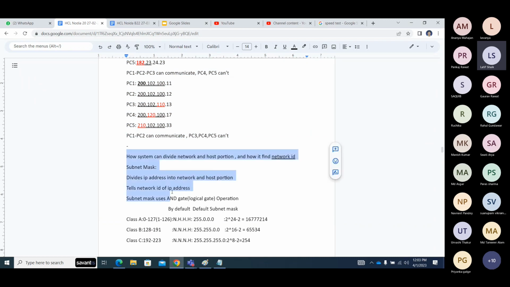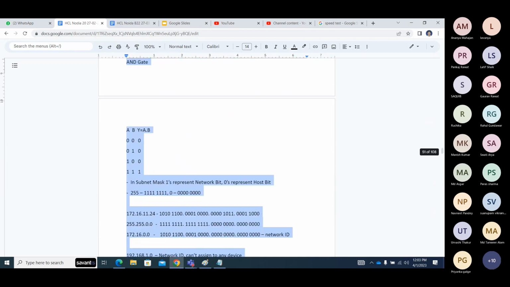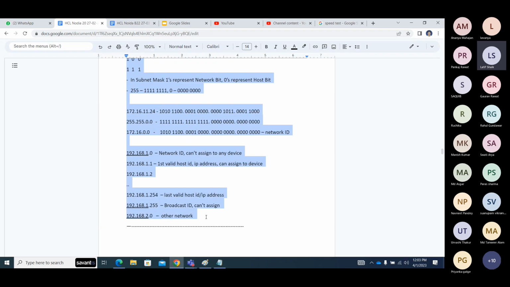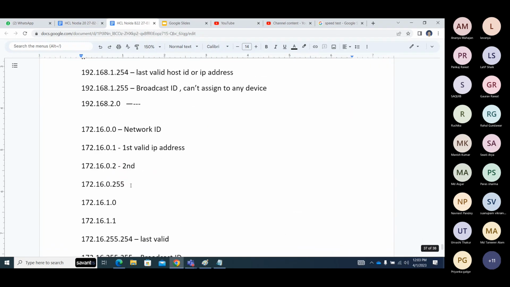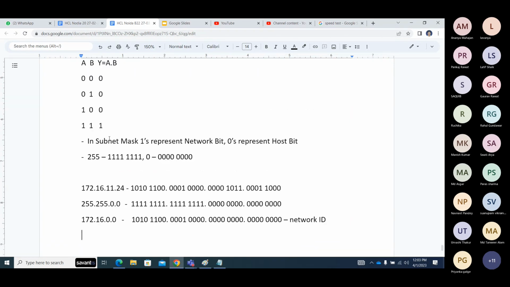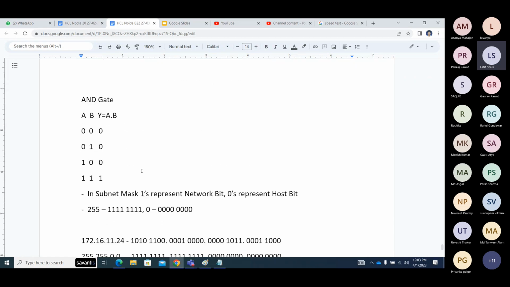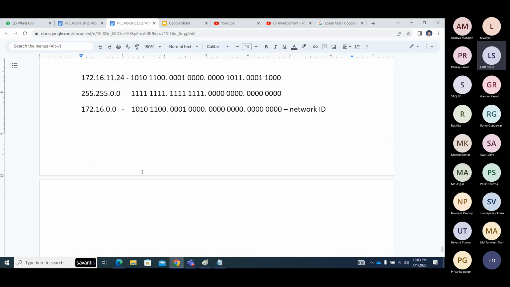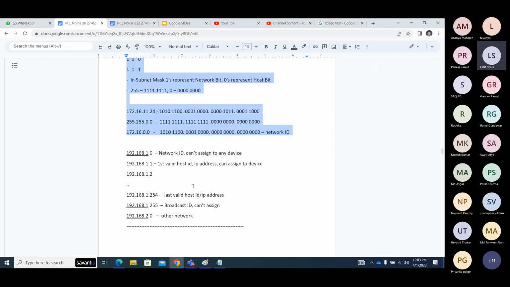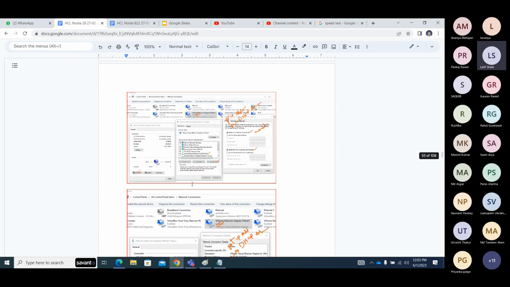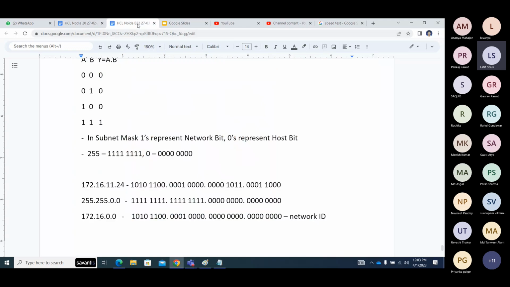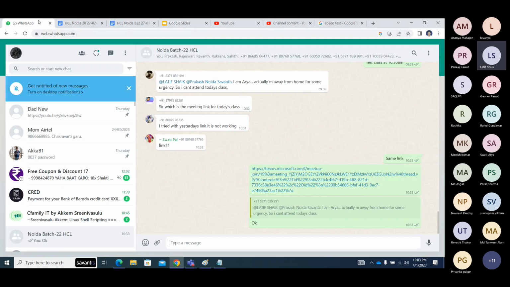Okay, so I will add this point. We don't discuss much, but we can discuss. Already written: network ID, host ID, subnet mask. But we have to complete the subnet mask. And this is for how to check an IP address, assigning an IP address. So then we should go to some other places.